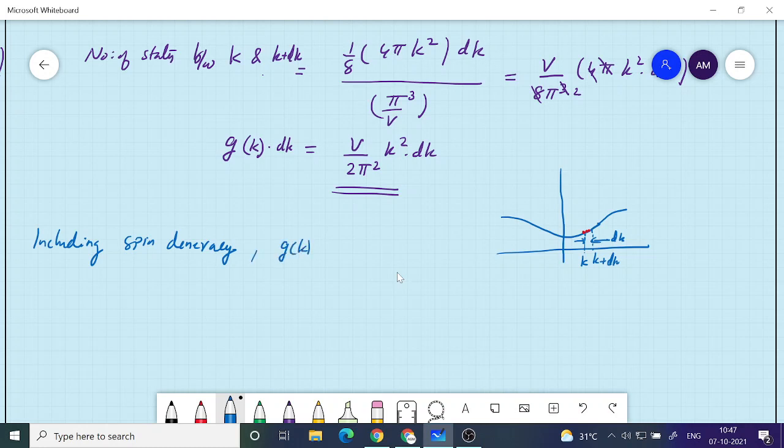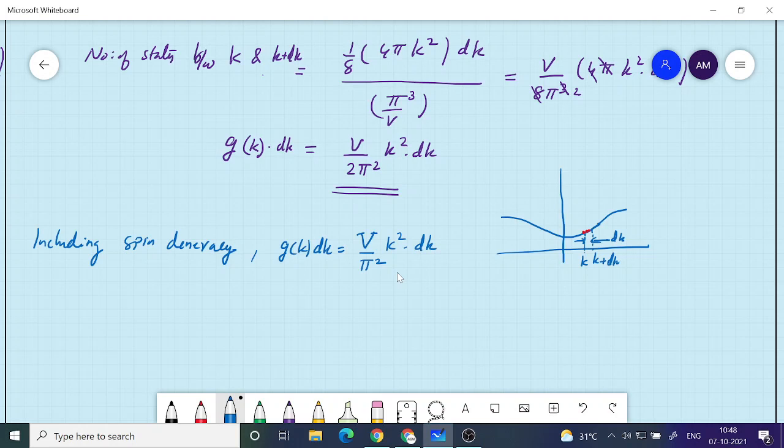g of k into dk. This is the number of states in the k space with magnitude between k and k plus dk. So it is V divided by pi square, times k square dk, where V is basically Lx into Ly into Lz, and k square is the square of the magnitude of the k value.